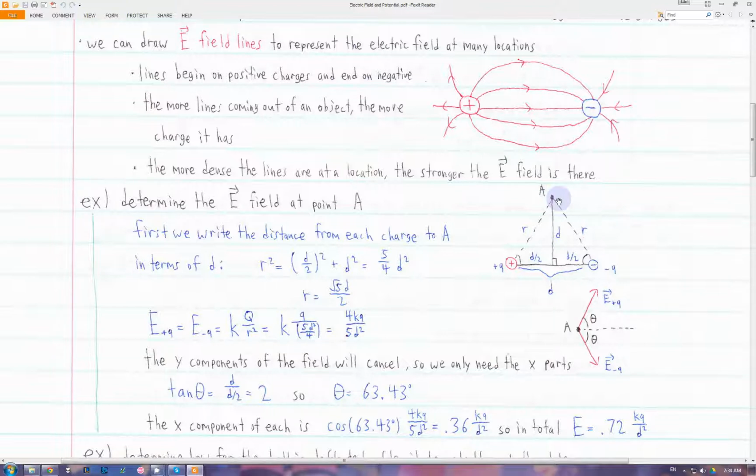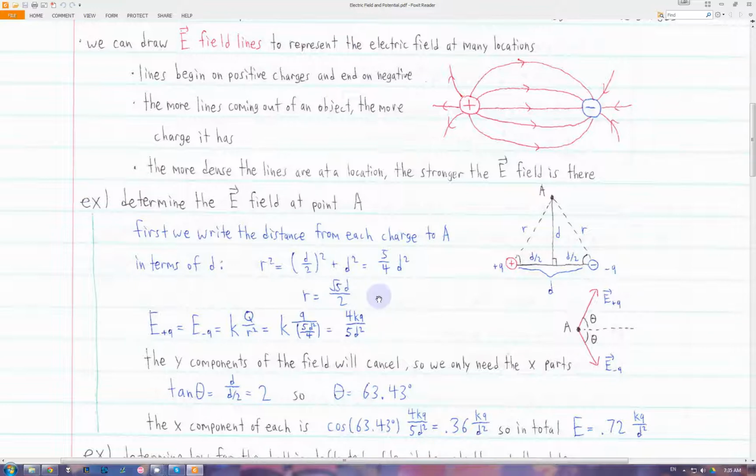And we're given this D here, and this is also D. And so the distance between each charged object and point A is r. So to use the formula, we first need to write this distance in terms of D. So by the Pythagorean theorem, (1/2 D) squared plus D squared is equal to r squared. So we can solve that r is equal to square root 5/2 times D.